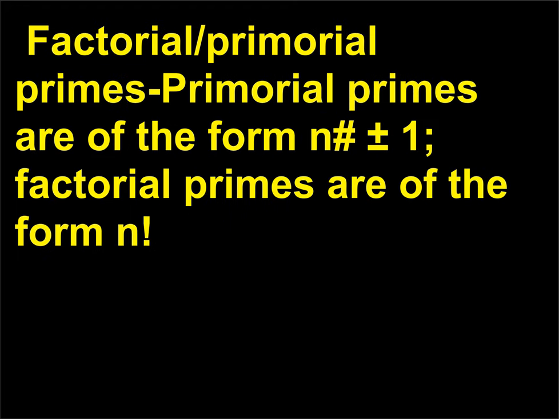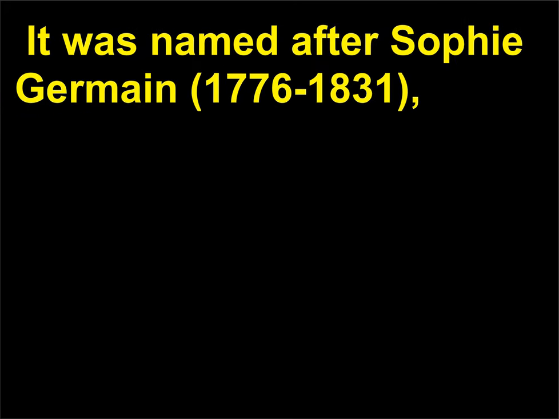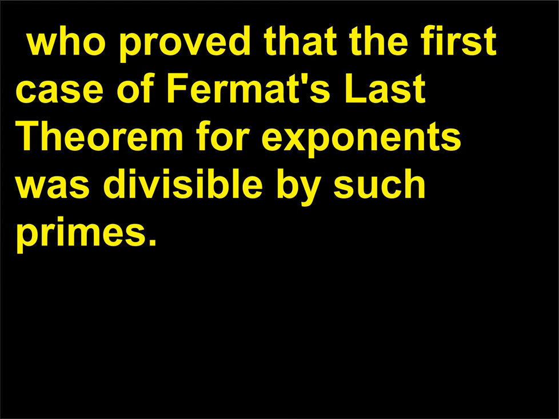Factorial/primorial primes. Primorial primes are of the form n# plus or minus 1, factorial primes are of the form n! plus or minus 1. Sophie Germain primes. This is an odd prime p for which 2p plus 1 is also a prime. It was named after Sophie Germain, 1776 to 1831, who proved that the first case of Fermat's Last Theorem for exponents was divisible by such primes.